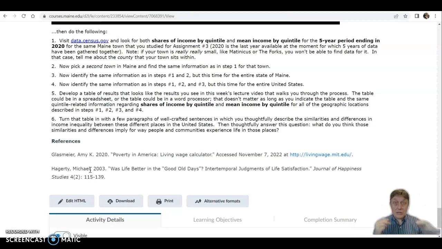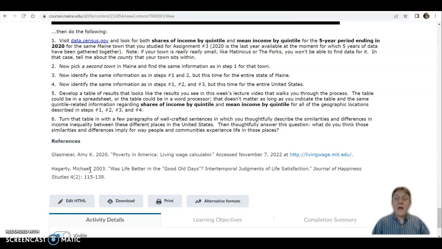What we're going to do is look at shares of income by quintile. Those shares are going to be percentages across all 5 quintiles, adding up to 100%. And then we're going to look at mean income of quintiles. Remember, a mean is an average, and a quintile is an ordered fifth. So fifths of the population ordered according to their income. How much does the top quintile get? How much does the medium quintile get? How much does the bottom quintile get?